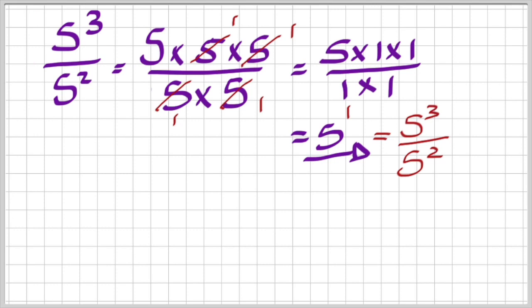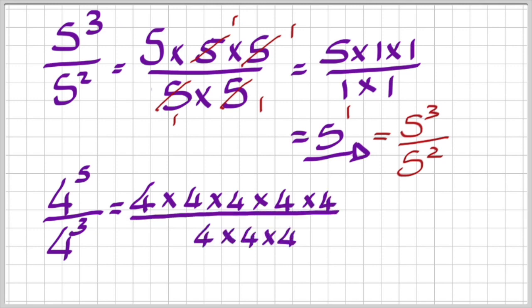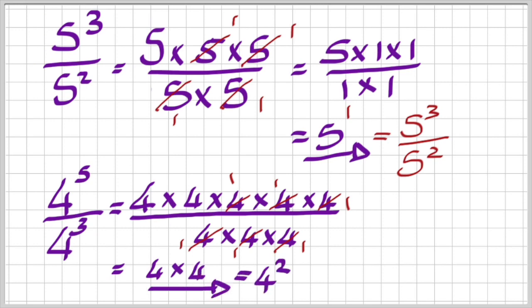Let's investigate another one. What if I've got 4 to the power of 5 divided by 4 raised to the power of 3? Well, let's go to the definition. At the top, I have 5 4s, and at the bottom, I've got 3 4s that I'm multiplying. Which 4s am I going to divide away? Let's start at the back. That 4 and that 4. The other 2 4s, and then lastly the middle 4s. Which means I'm only going to be left with 4 times 4, which is 4 to the power of 2.